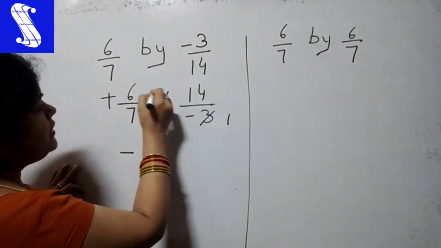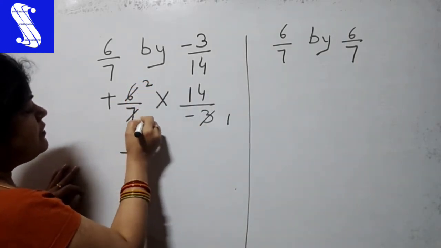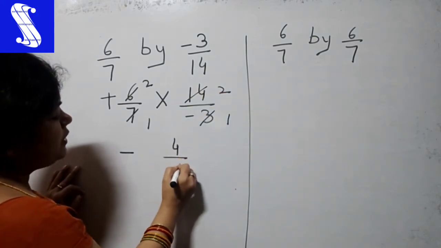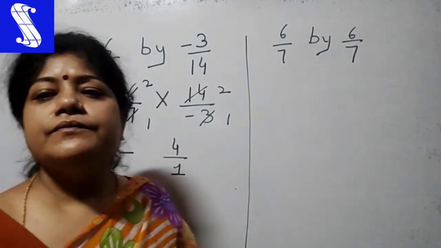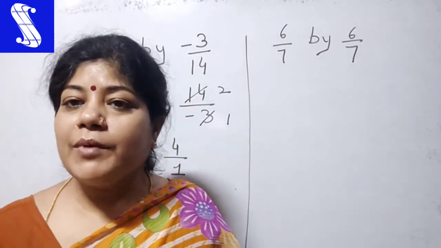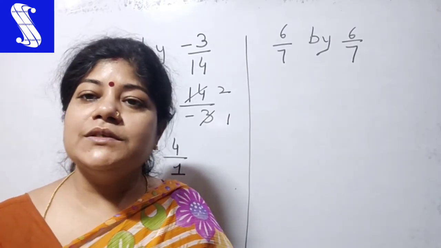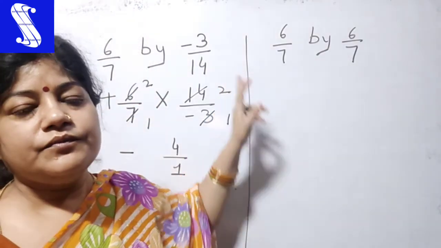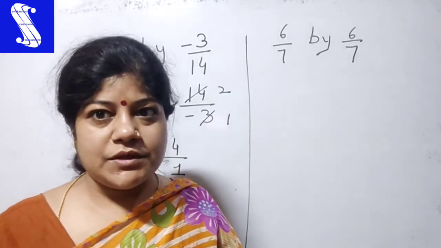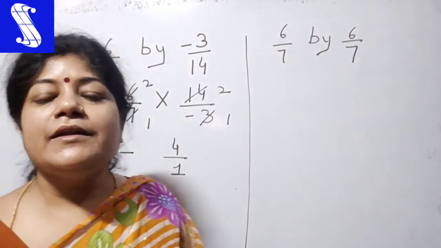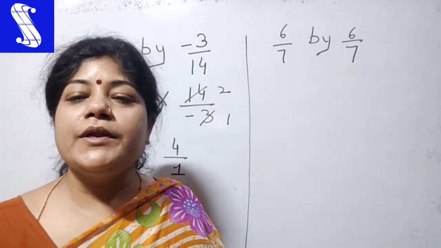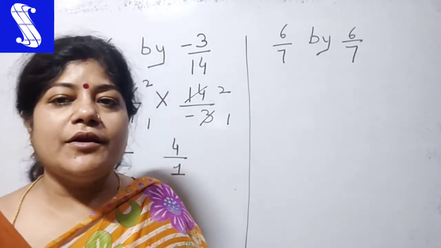Now 3 ones are 3, 3 twos are 6. 7 ones are 7, 7 twos are 14. It becomes 4 over 1. So when you change the sign of division to multiplication, you have to reverse the later digit. If there are two minus signs, both get cancelled and the answer comes positive. If there is one minus sign, then the answer comes negative. If there is nothing in the denominator, write 1 in the denominator.